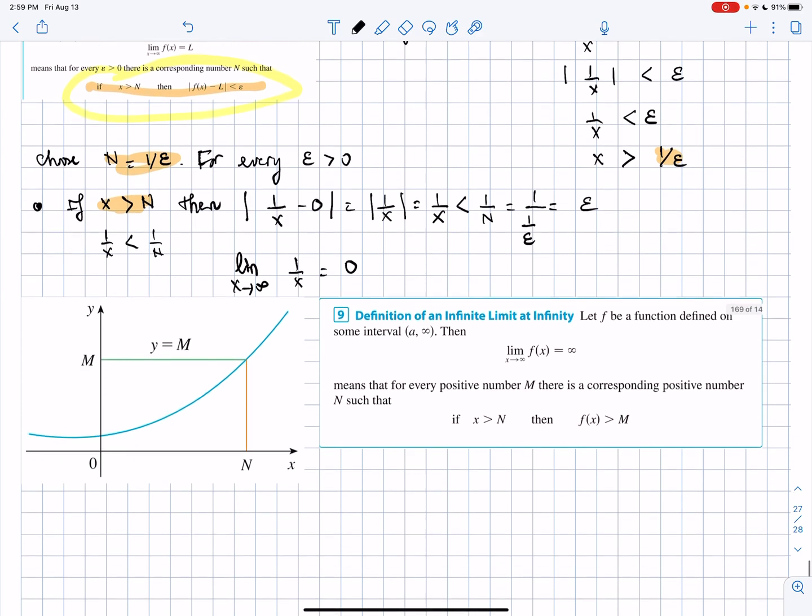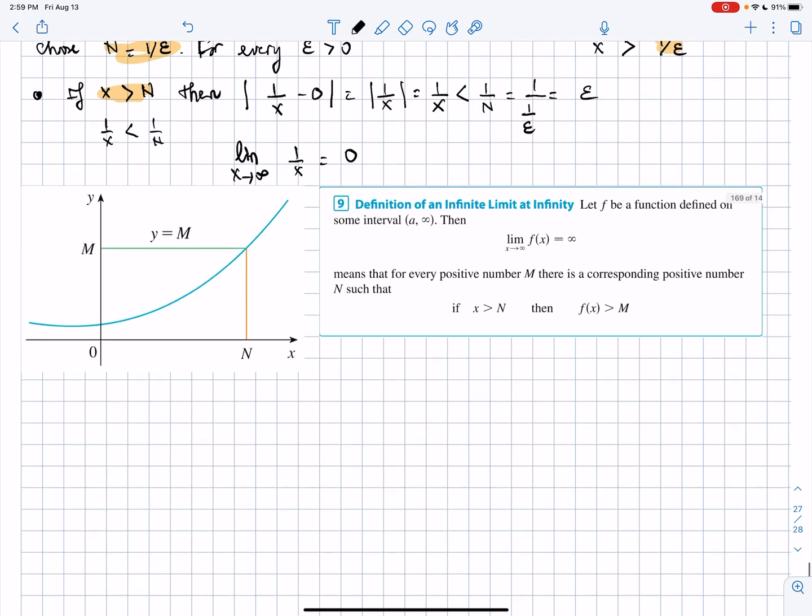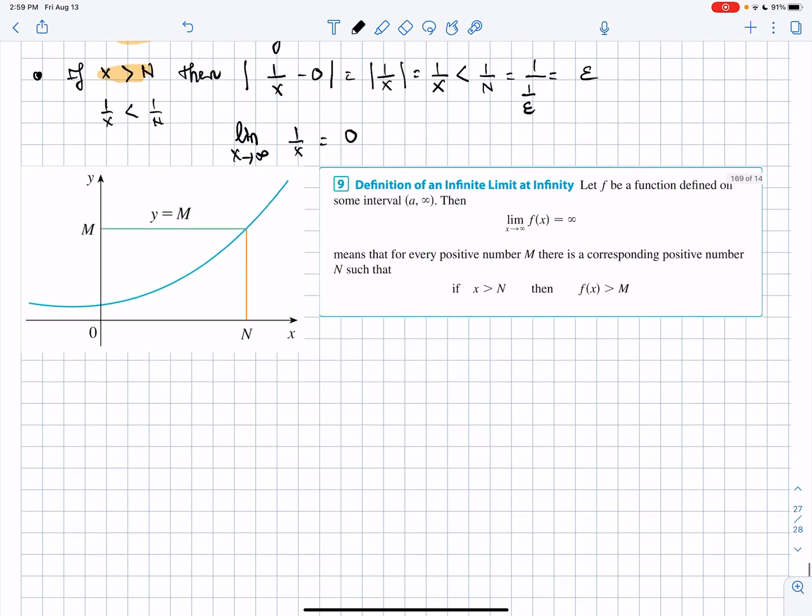So this is the proof that the limit as x approaches infinity of 1 over x equals 0. The last definition is of an infinite limit at infinity. Let f be a function defined on some interval from a to infinity. Then the limit of f of x as x approaches infinity equals infinity. It means that for every positive number M, there is a corresponding positive number N such that if x is greater than N, then f of x is greater than M.